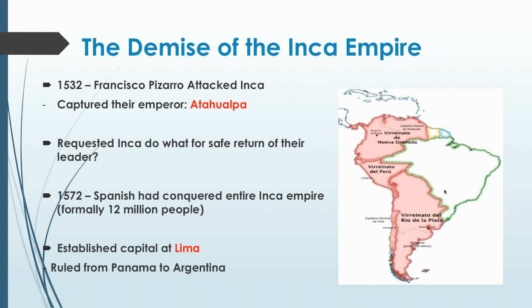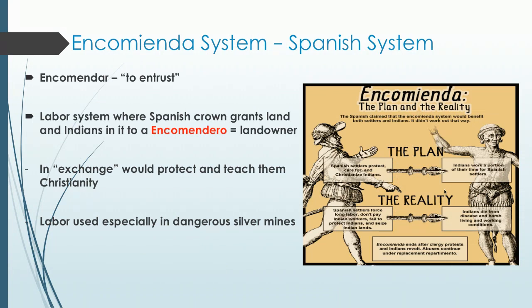Eventually they conquer this huge empire, establish a new capital at Lima, and they're going to rule over this empire and get lots of gold out of it, especially with the use of the encomienda system. And the encomienda system is a labor system specifically to the Spanish. And it's going to satisfy the Spanish belief of the 3 Gs. And the 3 Gs are gold, God, and glory.